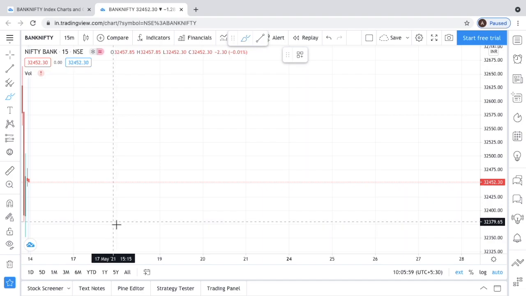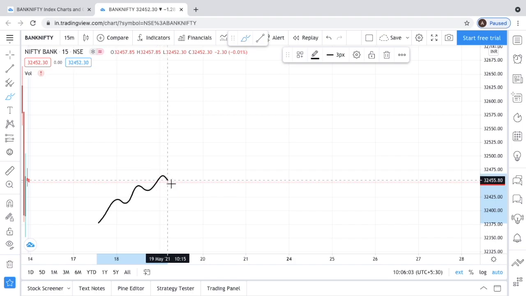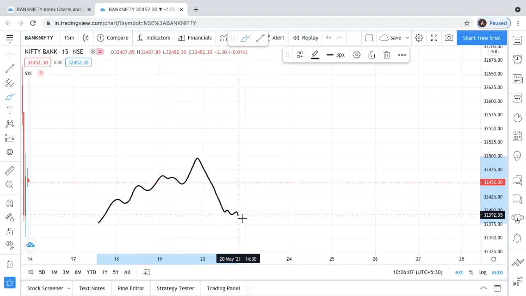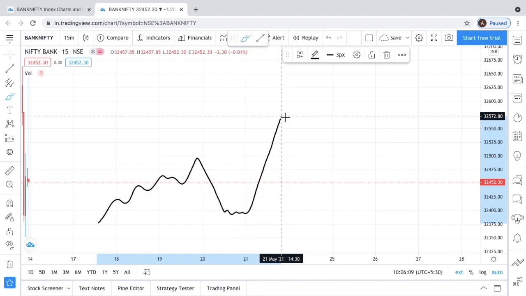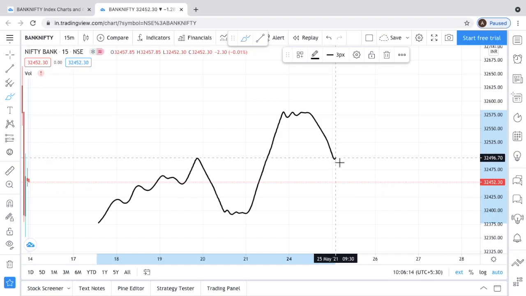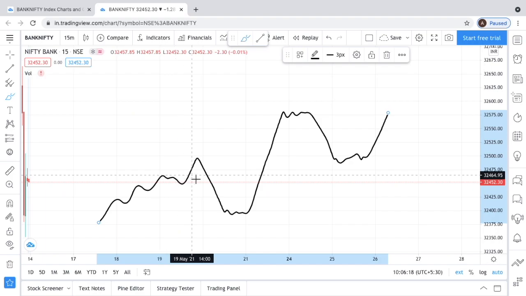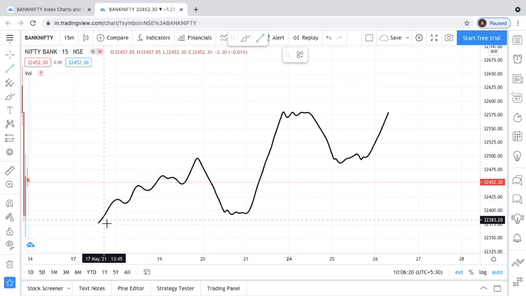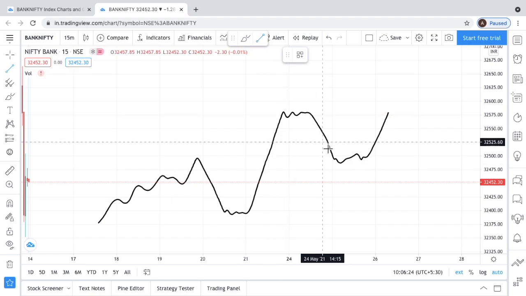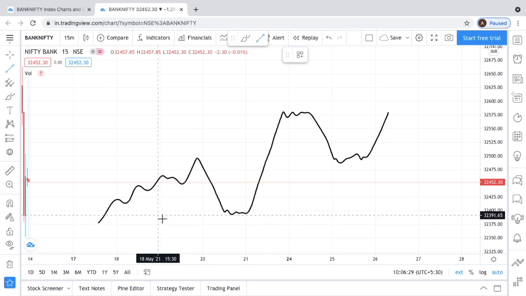Now just consider a stock that went up, came down, took some support and went up, took resistance, came down, took some support here and then went up. Okay, so what do we have? A price action where the price went up, came down, went up, came down and again went up, right? So let me mark this.